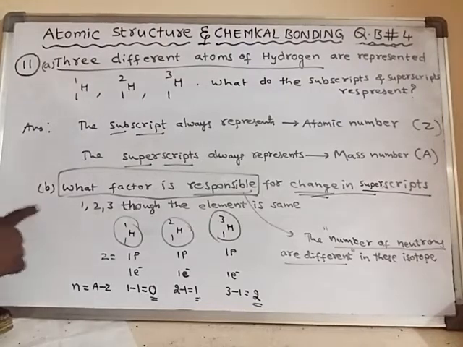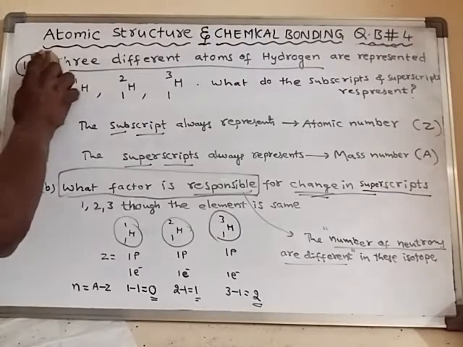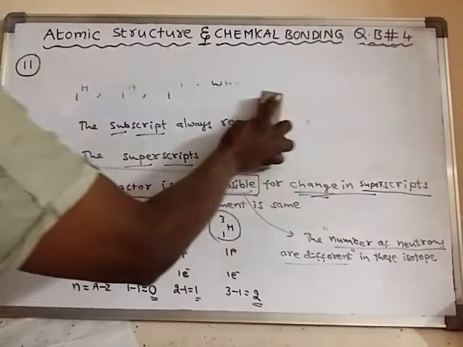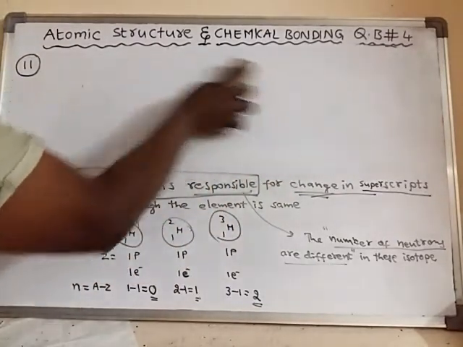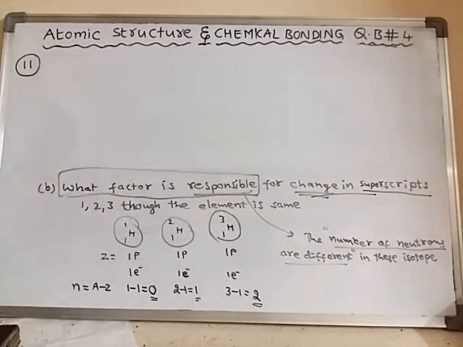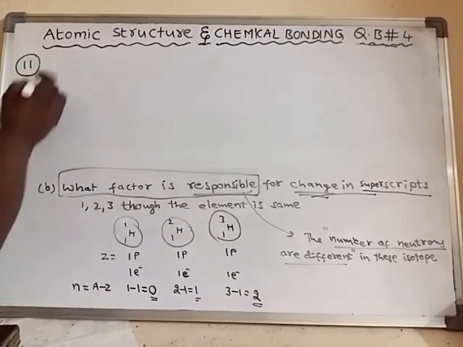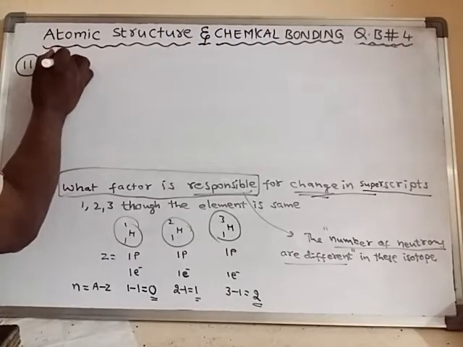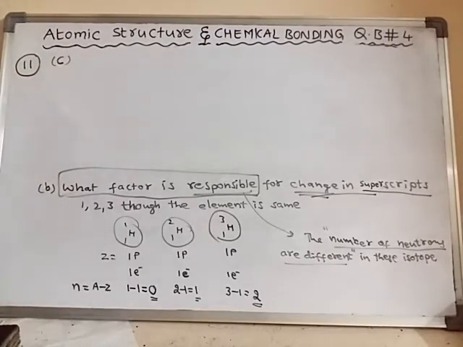Next, one more sub question is given in the 11th question. What is that sub question in the 11th question? You will see. In the 11th question, we have to draw the atomic structure of 1H3. See, C is given. So B is finished now. So C. Altogether there are 4. So now we learn the third sub question.